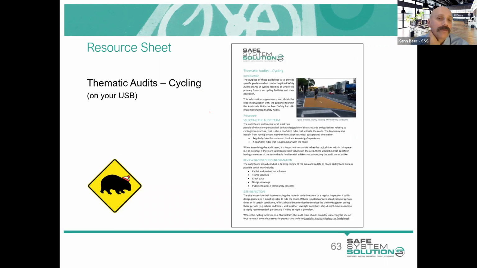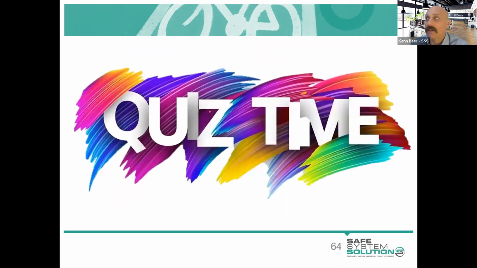So we've put a little 2-page sheet on how to do these thematic audits, the cycling audit. It's on your USB, it's in Moodle. Have a look at that if you're asked to do one. It just gives you some good information. But for every road safety audit, you need to consider the needs of cyclists. And I think we've got a little quiz before we jump into the next session.